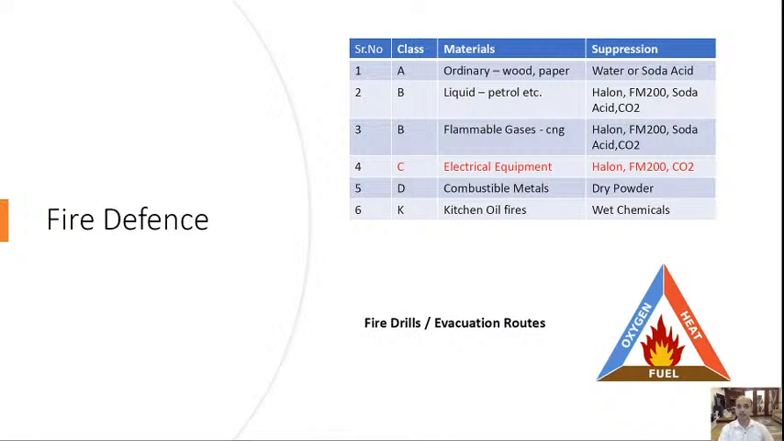And what are the different categories of fire: class A fire, class B fire, class C fire, class D fire, class K fire. You need to understand what these different types are and how to suppress these categories. These are given already in this.